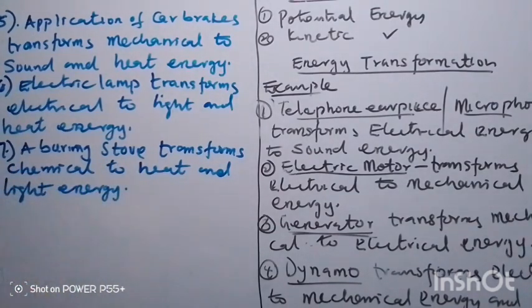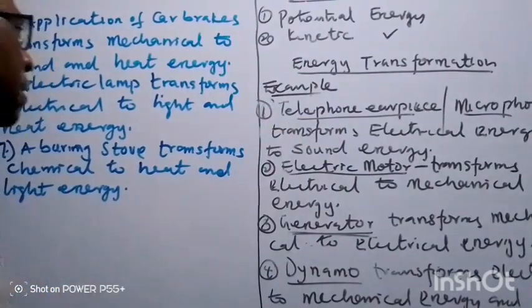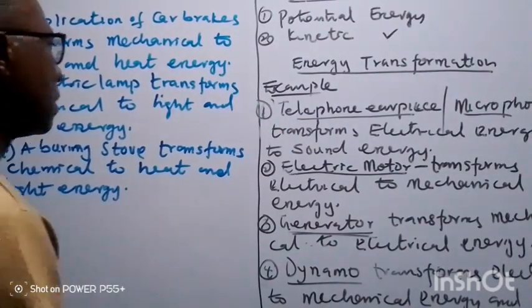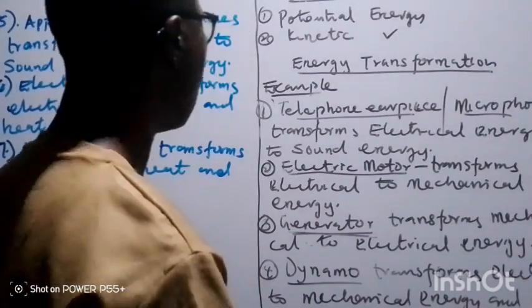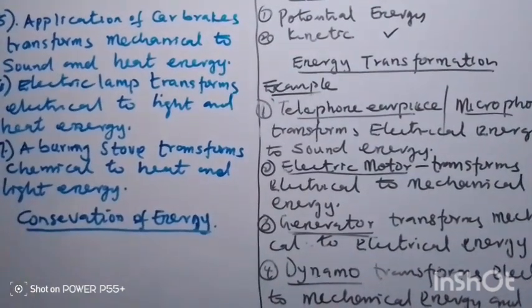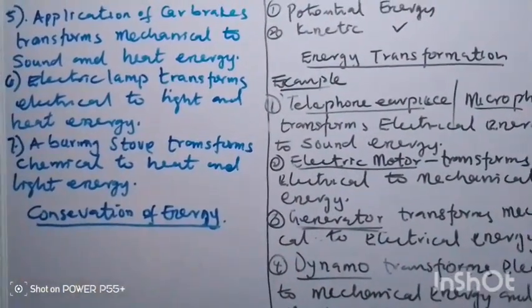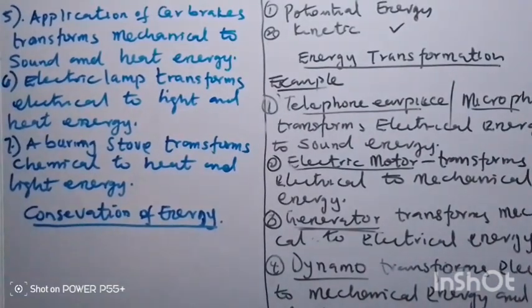So, to mention but few, these are typical examples of energy transformation. That is how energy, one form of energy, can be converted to another by a specific device. Now, conservation of energy. And this one will now lead us to principles of the conservation of energy.